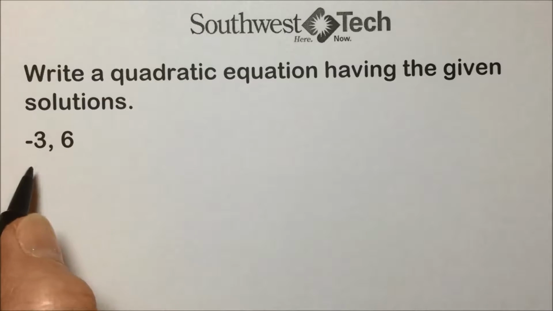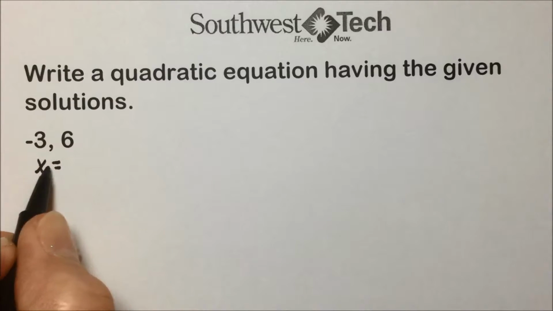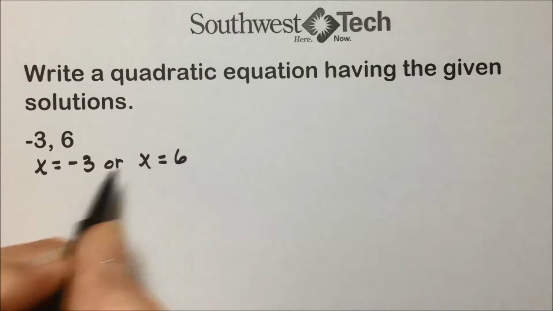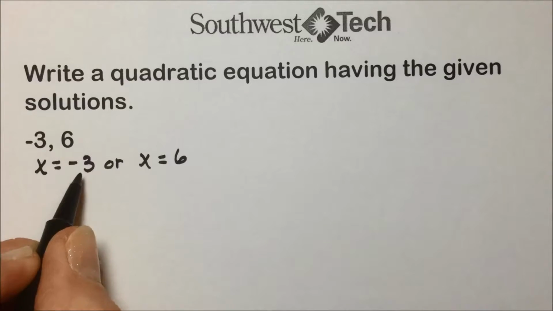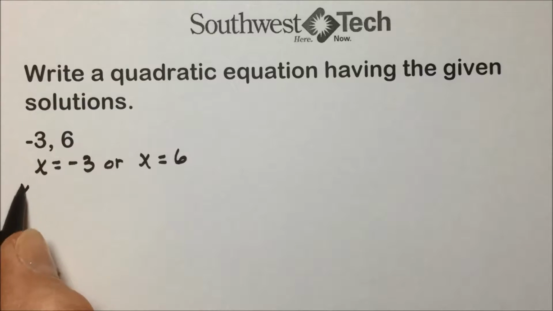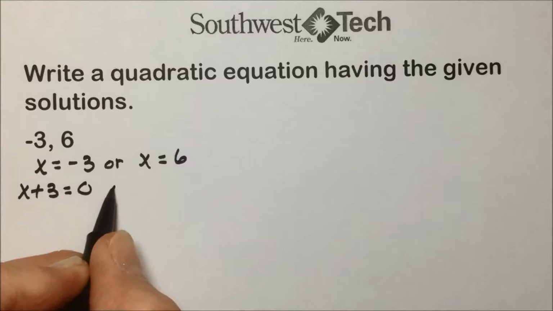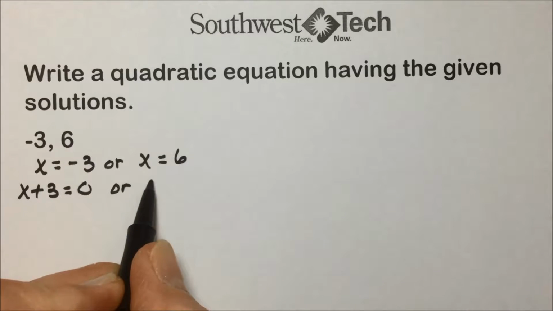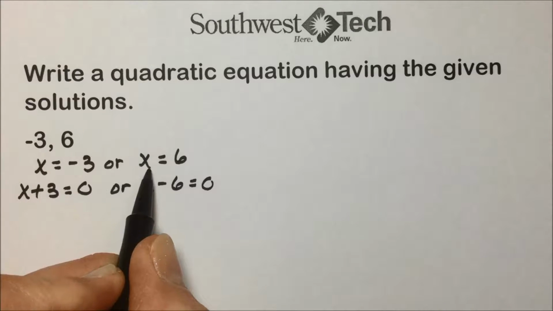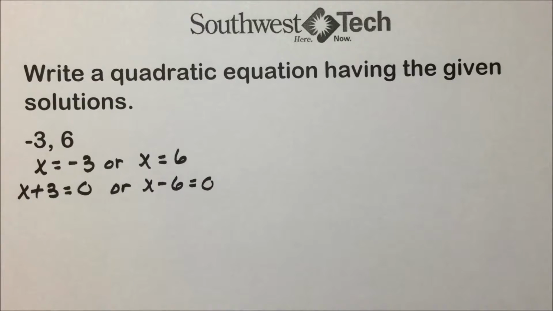Well, here are our solutions. Thinking backwards through that process, we would have x is equal to -3 or x is equal to 6. If we set these equal to 0, taking our value on the right to the left, it changes signs by adding 3 to both sides. And we have the following. Bringing the 6 to the left gives us x minus 6 is equal to 0. And again, this is from subtracting 6 from each side to have everything on the left.